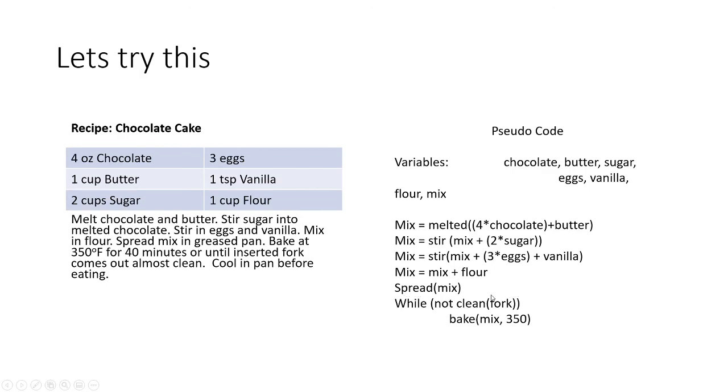We're then going to spread that mix out, and we're going to say while the fork is not clean. Basically, if you stab the fork and it's not clean, you're going to continue to bake. When it's done, you're going to take it out, cool it, and be ready to eat. So this is the basics of how you develop an algorithm when you're programming and solving tasks.